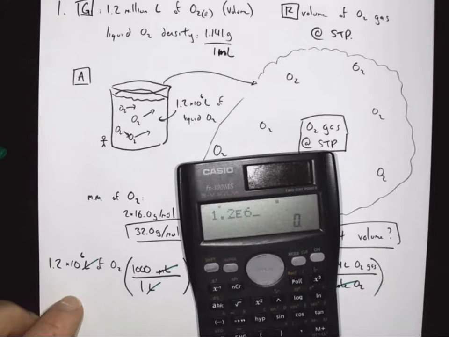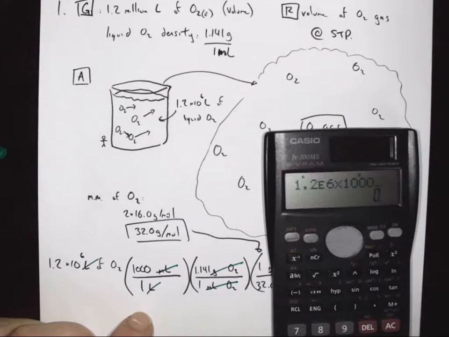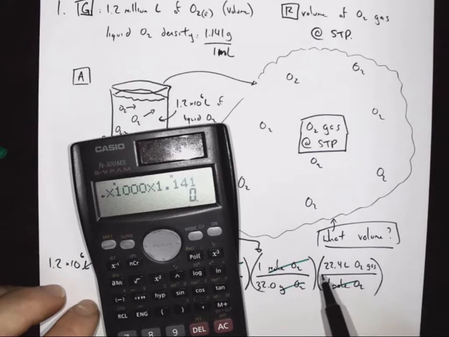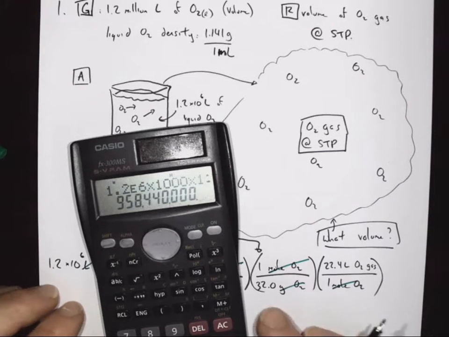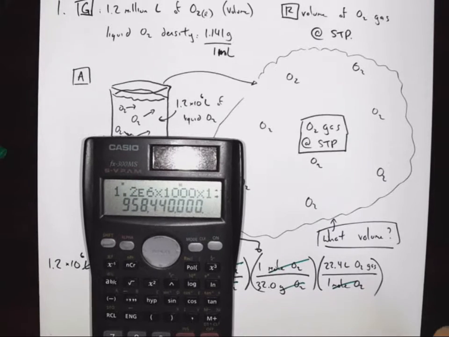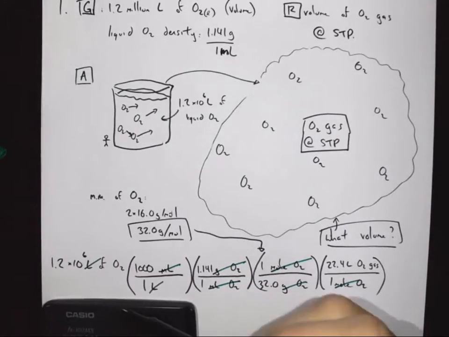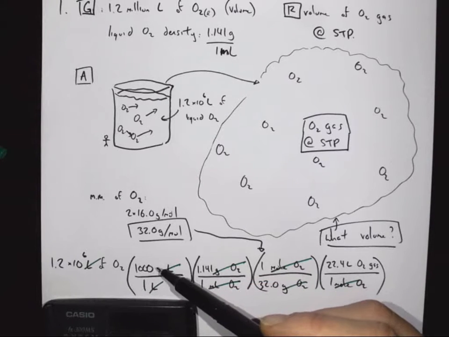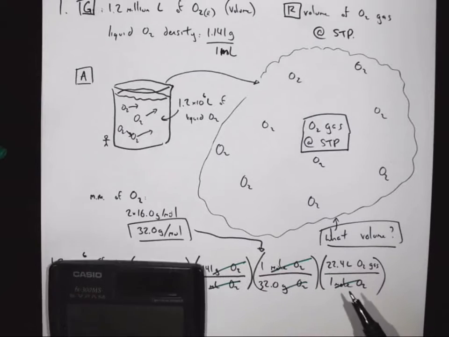So I'm just going to put this into our calculator at this stage. 1.2 times 10 to the 6 times 1,000 times 1.141. I'll multiply by the tops, 22.4, and then I'll divide by the bottom, 32. And we get some tremendous volume. So how many sig figs should I have here? 2, infinity, 4, 3, 3. So it looks like 2 is the smallest number of sig figs.